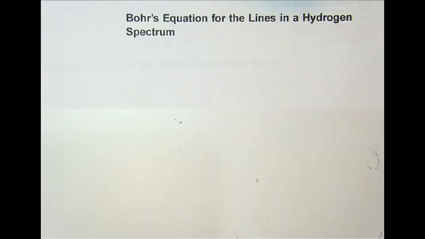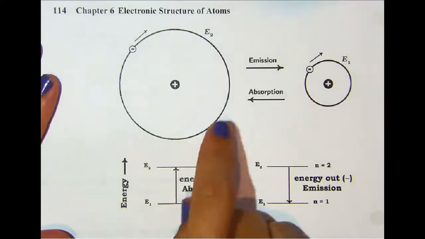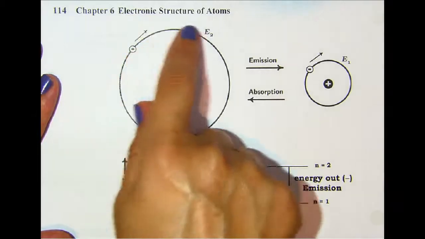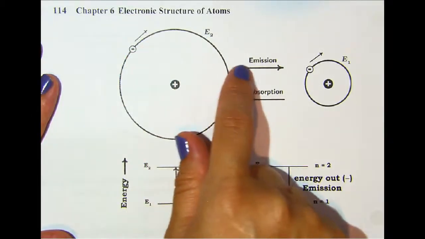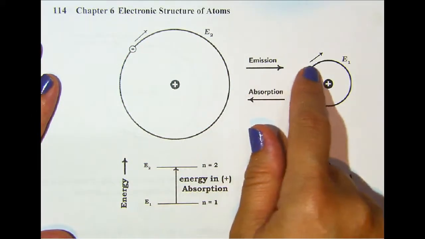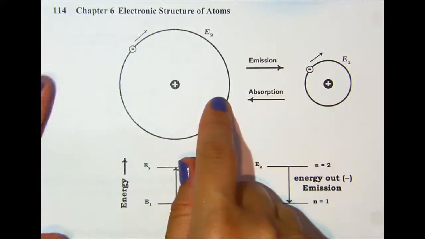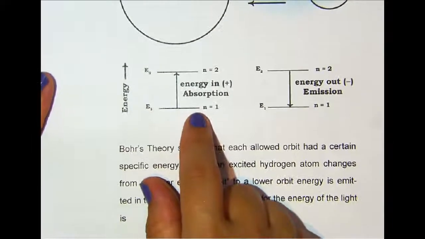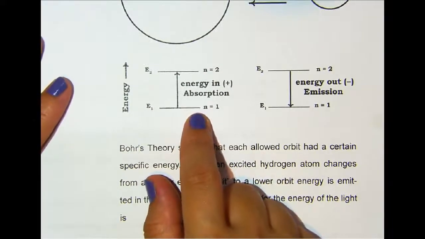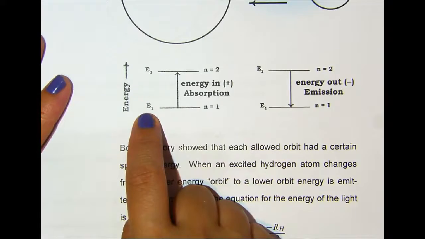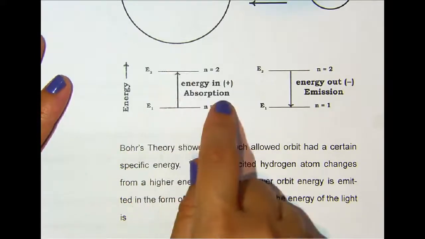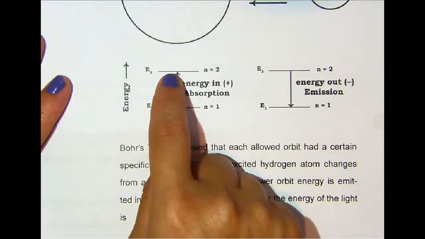Bohr's equation for the lines in a hydrogen spectrum. So consider here the electron is on energy level 2. In order to move down to energy level 1, it has to emit energy. And then to move from energy level 1 back up to energy level 2, it has to absorb energy. And so here's the same idea, but in more of a graph, where you have energy level 1, and you have to absorb energy or have a positive intake in energy to move to energy level 2.